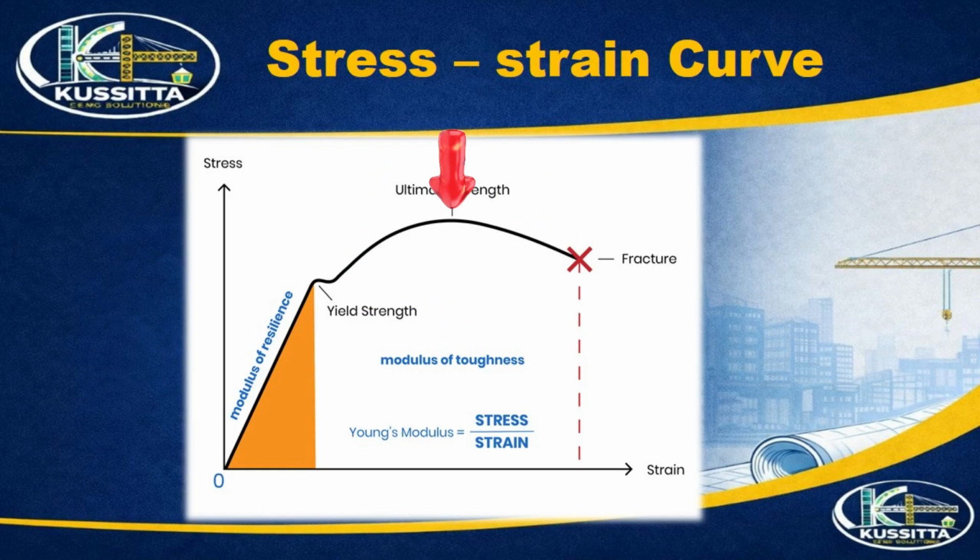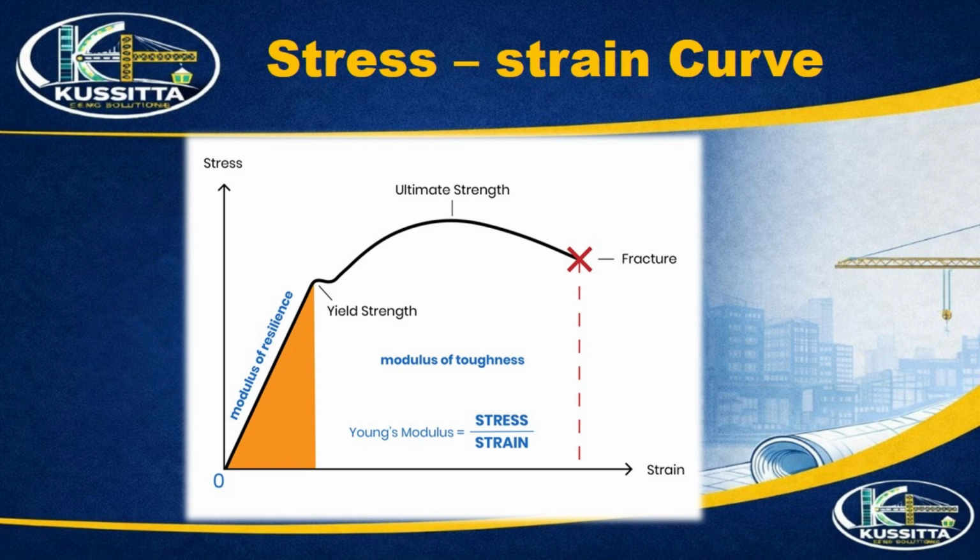The highest point on the curve is called the ultimate strength. This is the maximum stress the material can carry. After this point, the material starts to neck, stress decreases, and finally, fracture occurs. Ultimate strength is important, but yield strength is more important for design.